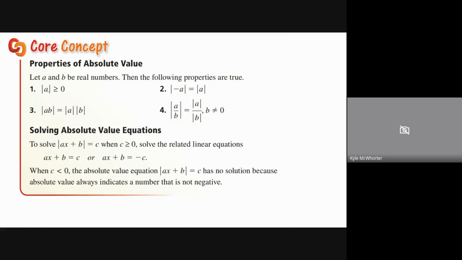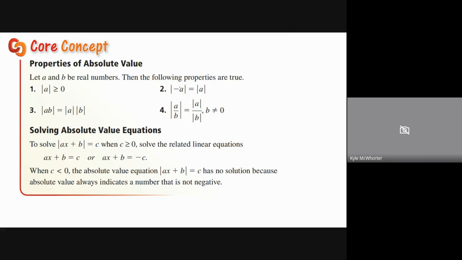Absolute value of any number has to be greater than or equal to 0. Can't have absolute value equal to something negative. It's okay if it's equal to 0. That just means it's 0 units away from 0, so it's on 0. It can be greater than 0, more than 0 units away from 0, but it can't be negative. You can't have absolute value be less than 0.